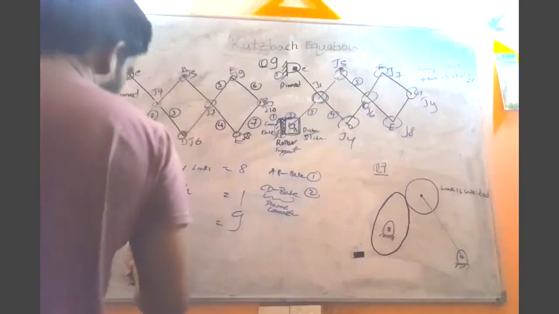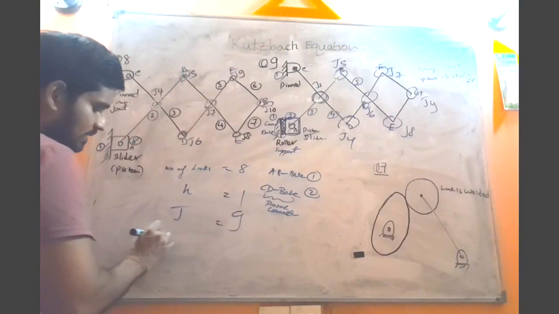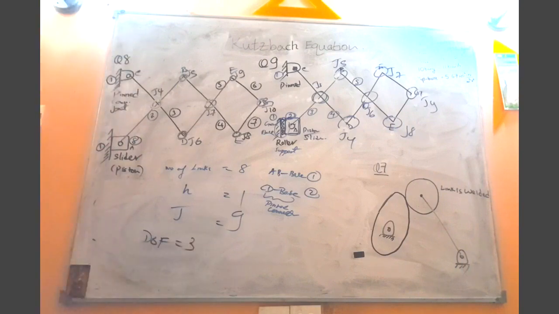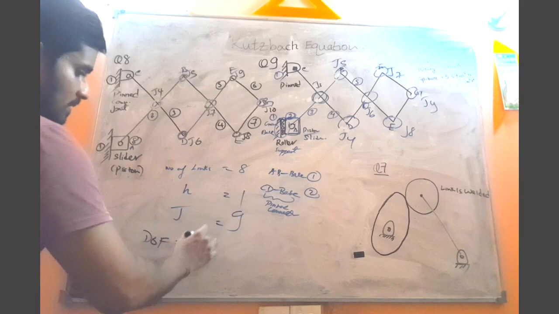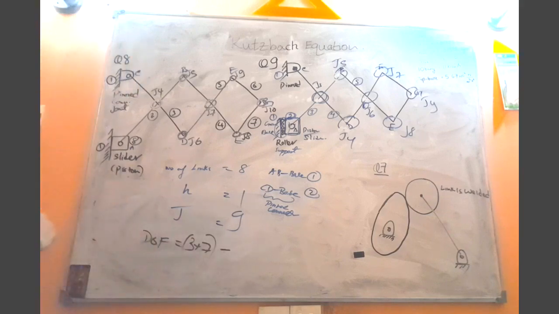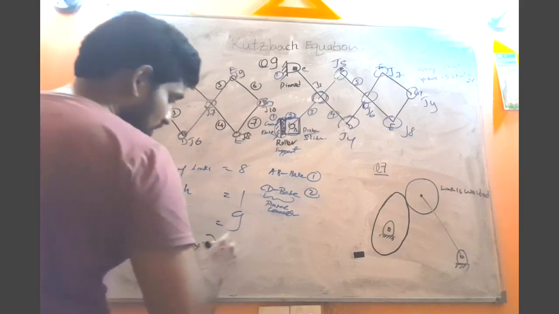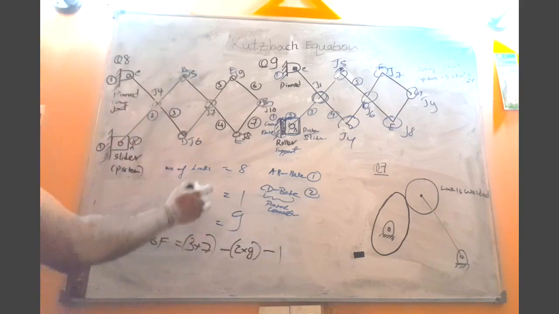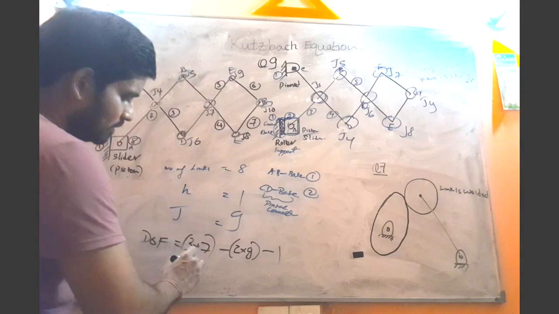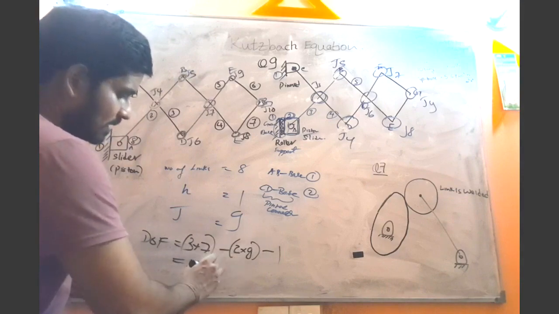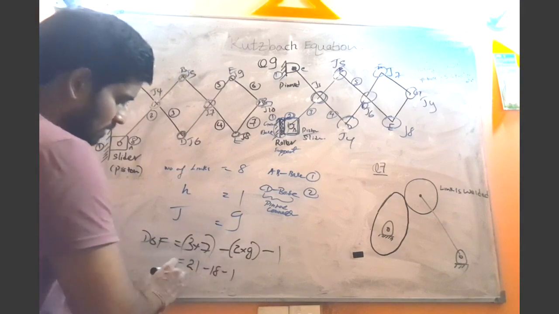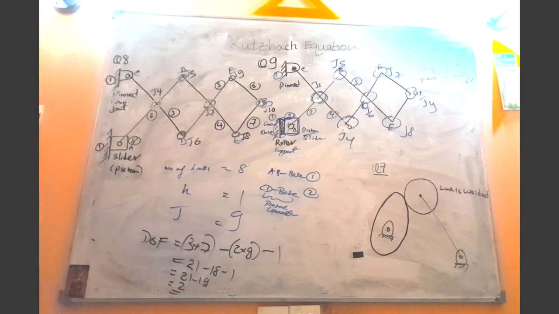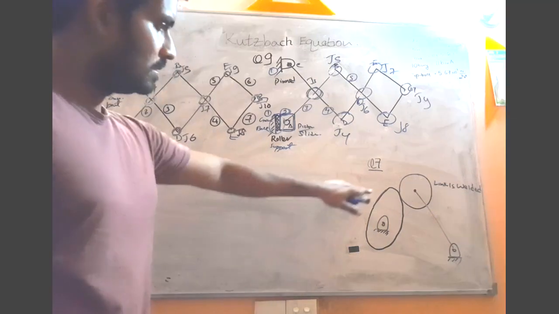Now, by considering the degree of freedom formula, 3 times number of links, 7, minus 2 times number of joints, 9, minus 1. That is 3 times 7, 21, 2 times 9, 18, minus 1. So 21 minus 19, the answer is 2. So the number of degrees of freedom is 2. Next question.